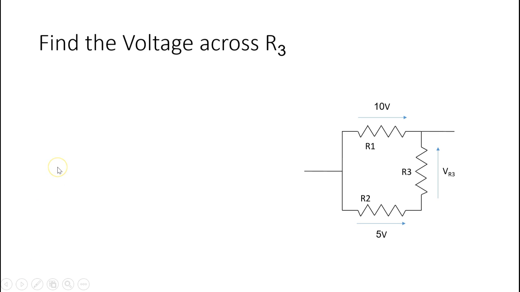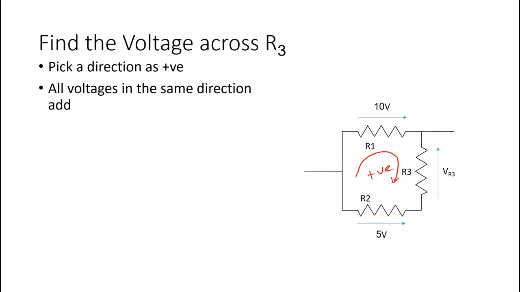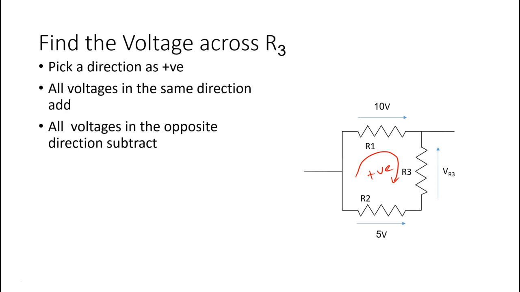In this example, we are required to find the voltage VR3, that is the voltage across the resistor R3. The first thing we need to do is pick a direction as positive, and here I'm going to choose arbitrarily the clockwise direction as positive. So this is what I'm going to do: take all voltages in the same direction as positive and all voltages in the opposite direction as negative.